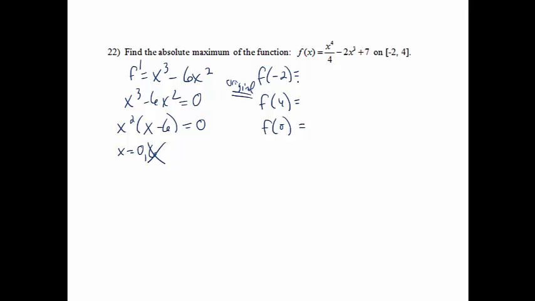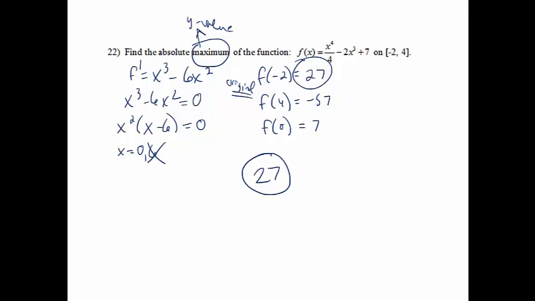Okay, so f of negative 2, if you plug negative 2 in there, you should get 27 as an answer. Plugging 4 in will give you negative 57, and plugging 0 in will give you 7. So when it says which one of those is the absolute maximum, a maximum is a y value. So the maximum y value this function reached on the interval would be the 27. So my absolute maximum would be 27 for that one.